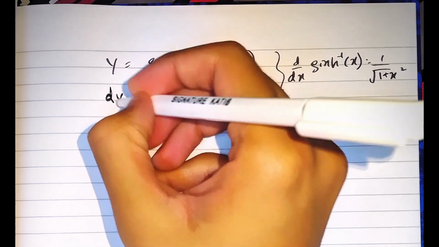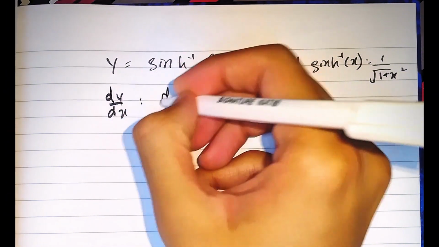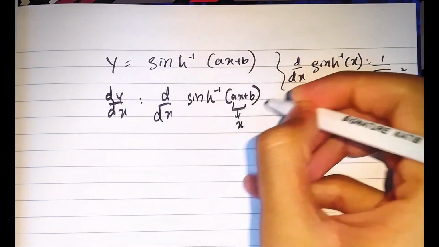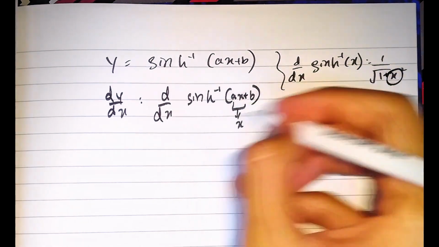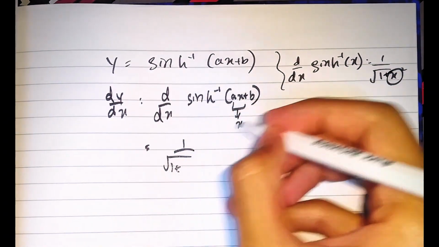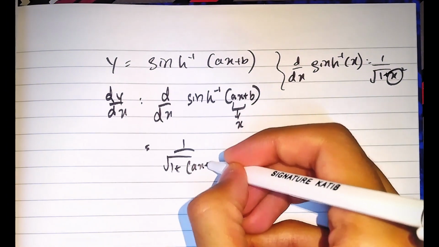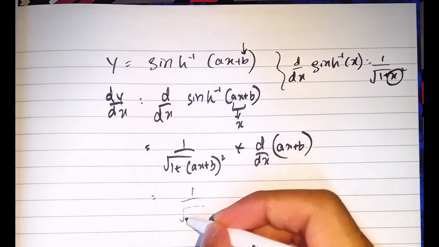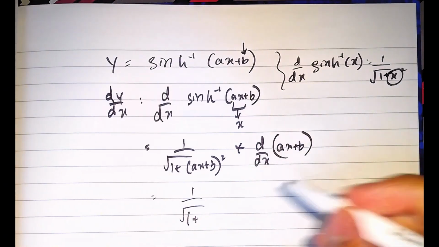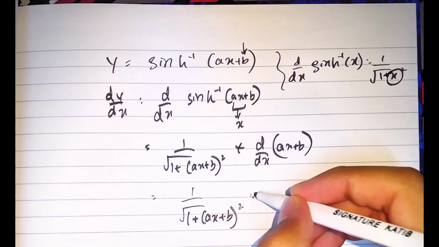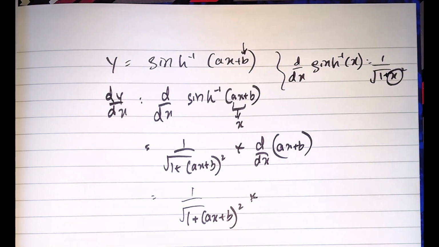Let's just apply the differential on both sides of the equation, d by dx. So this thing right over here is my x. So instead of writing x, we have to write ax plus b. So 1 divided by square root of 1 plus, instead of writing x, we will write ax plus b whole square multiplied by the derivative of ax plus b. If you want to open the square, that's not a big deal. If you don't want to, just don't open it. I won't open it because I just don't want to get into the mess and waste my time on it.